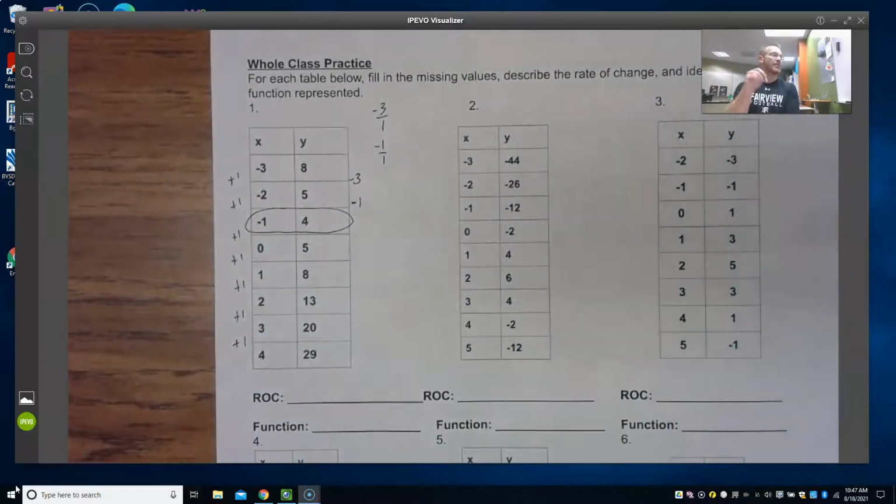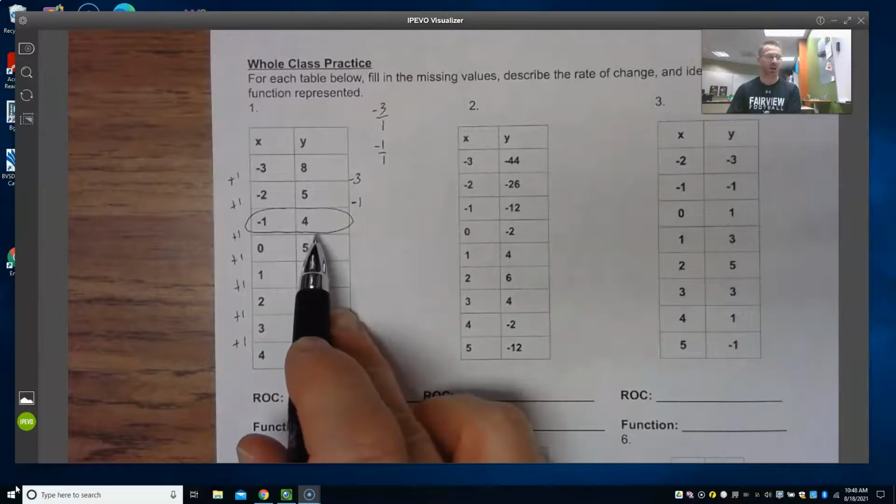Those are not the same. They do not mean the same thing. So I do not have a constant rate of change. So it cannot be absolute value. Cannot be absolute value. So we're leaning to quadratic. Now let's finish our pattern so we can see how we describe that rate of change.